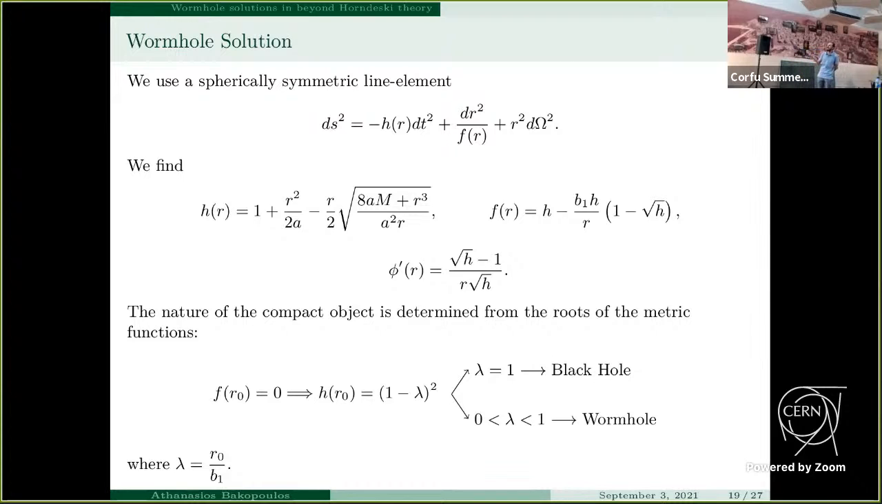We start with the g_rr metric function, and this equation here is equivalent to this one. This is the definition of the lambda parameter. And now we have two cases. First, if lambda is equal to 1, the two metric functions have a common root, and therefore the compact object is a black hole. But if lambda takes values in this regime, the metric function f has a root at a point where h is finite, and therefore the compact object is a wormhole.